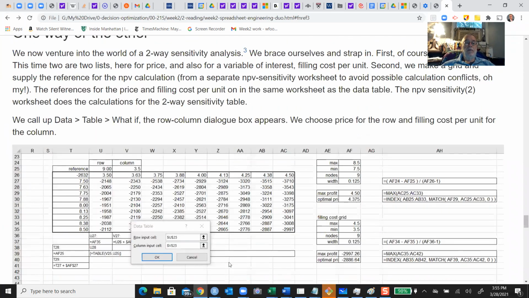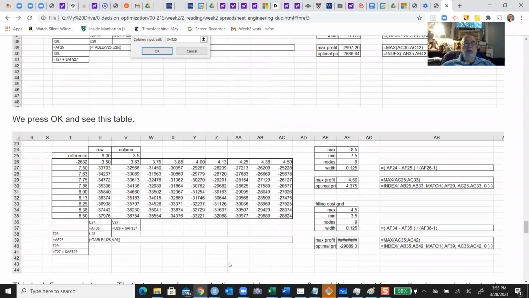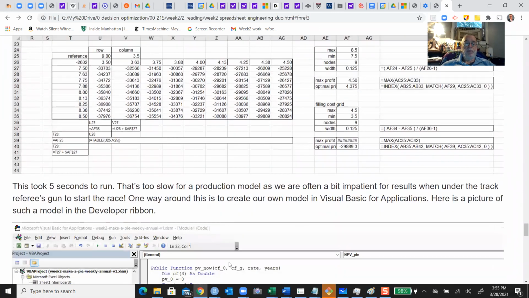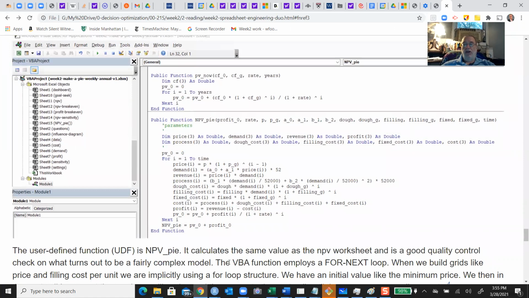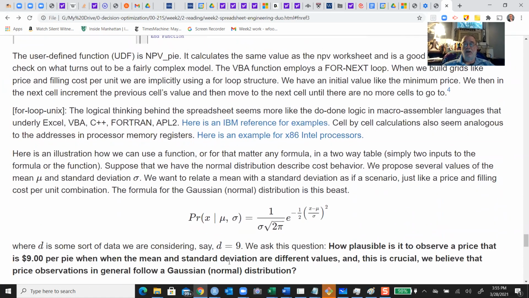All right, so that's a two-way sensitivity analysis. And we have the table. Very slow. This is very fast. Very fast. I can't blink and it's gone.